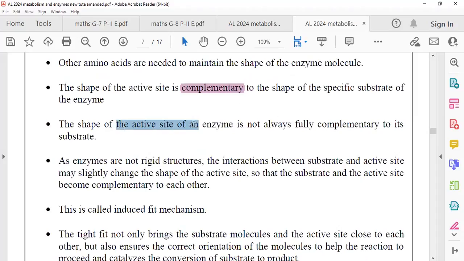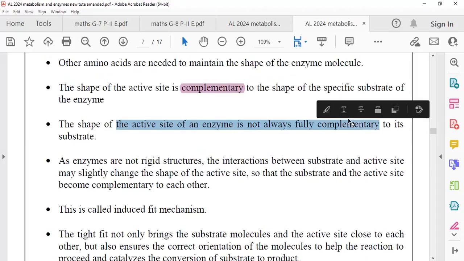It is the one told to you. The shape of the active site is not fully complementary. 100% complementary, 100% matching, is it possible? No. 70%, 80%. Then to bring it to 100%, who has to adjust? Enzyme. Enzyme has to adjust. Before binding, they will not adjust. After binding only, they will adjust. Okay.